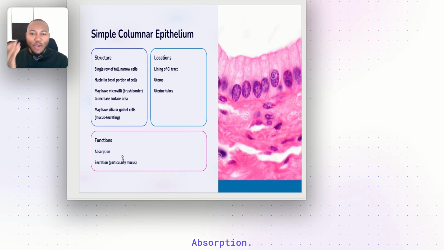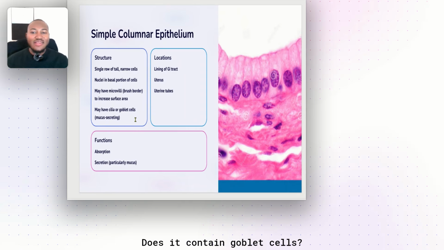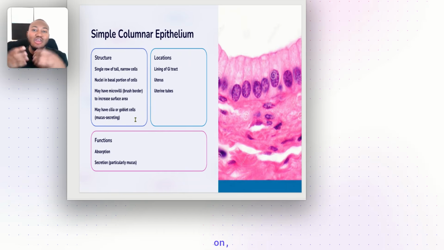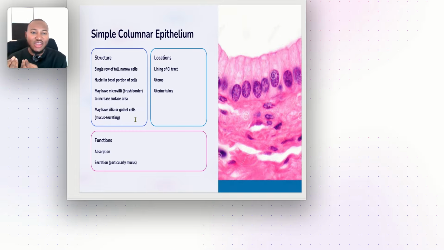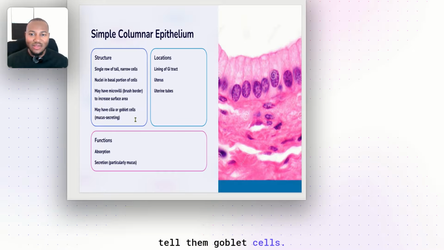And what does it do? Absorption and what? Secretion, particularly. Now, one of the questions that they will ask you, does it contain goblet cells? Yes. Goblet cells are those same cells that are found on the pseudostratified epithelium that I mentioned initially. They produce what? Mucus. You can only see them in pseudostratified and what? Simple columnar epithelium. So if they ask you, tell them goblet cells.